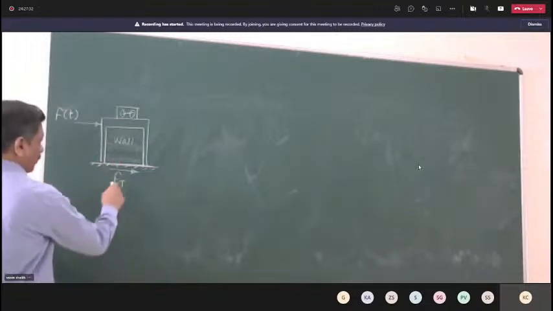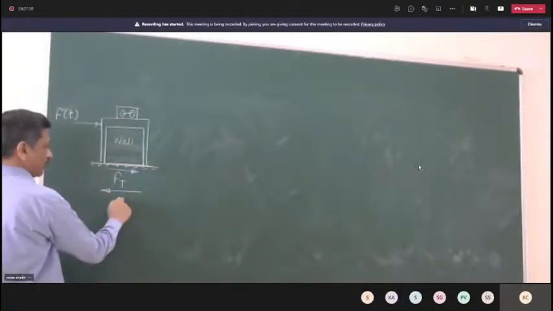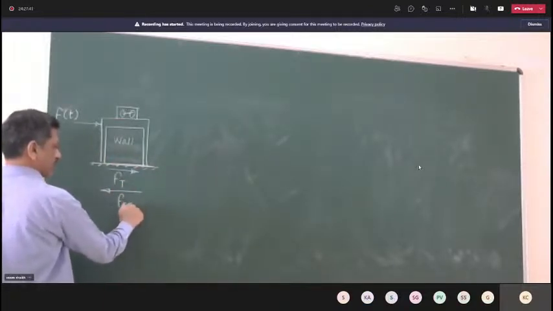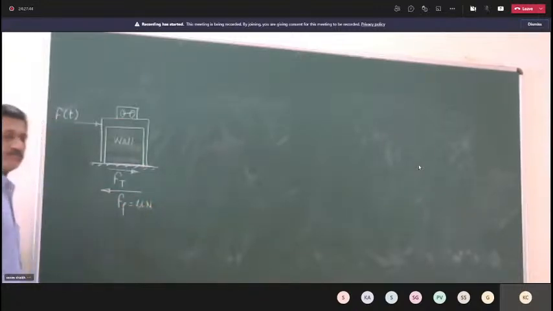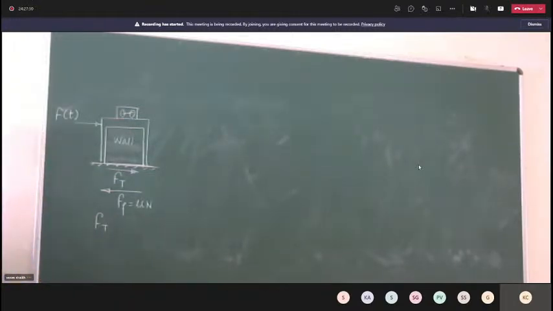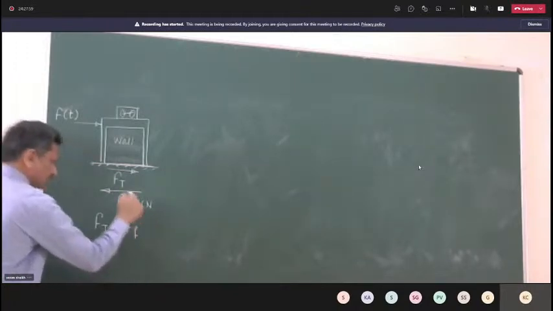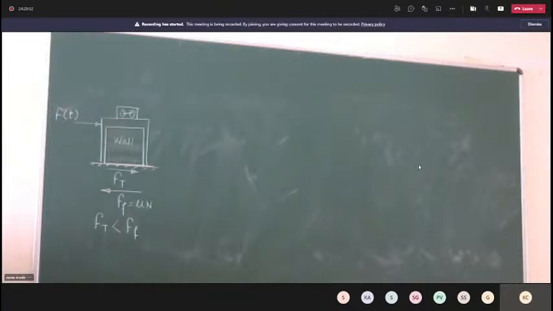The force transmitted to foundation should be less than, who is resisting this? Force of friction. And that is due to normal reaction. So my design criteria is force transmitted to foundation should be less than the force of friction. With this design criteria, we are studying this particular topic of force transmitted to foundation. You can take this figure, all of you, quickly.